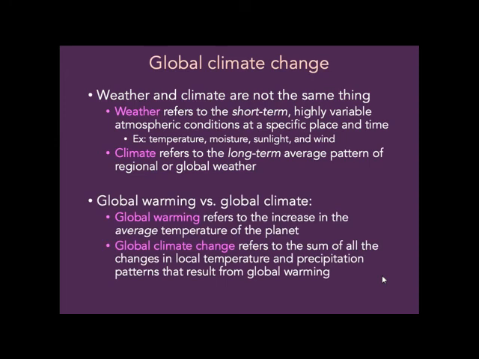So you often hear different terms used, right? Global warming versus global climate change. Global warming is just referring to the increase in the average temperature of the planet, versus global climate change, which refers to the sum of all the changes in local temperature and precipitation patterns that are caused by global warming. We tend to talk more about global climate change than global warming because sometimes the changes caused by warming in one place cause a decrease in temperature somewhere else, at least temporarily. And so global climate change is more encompassing to be able to refer to all of the effects that we're talking about.